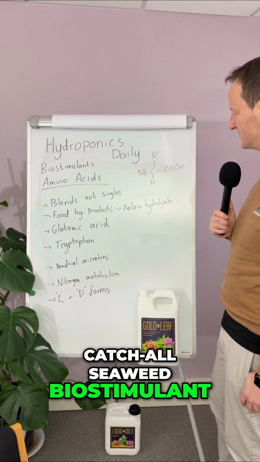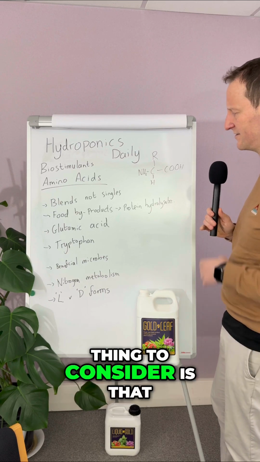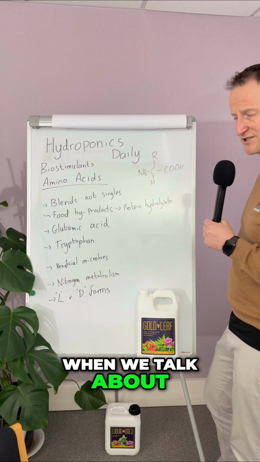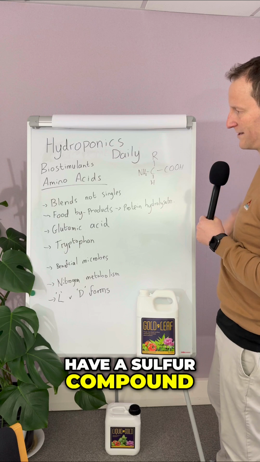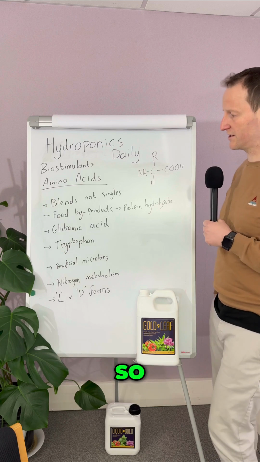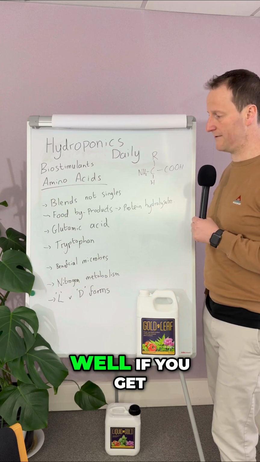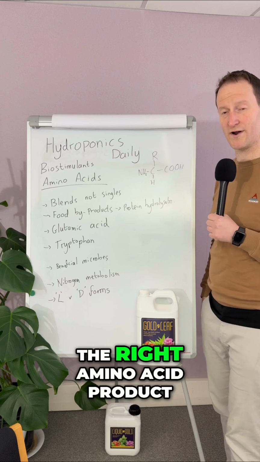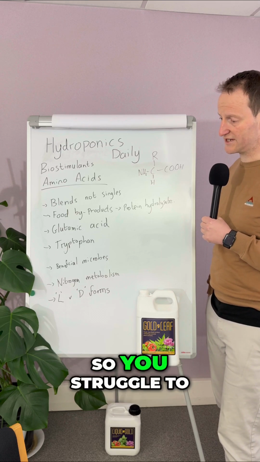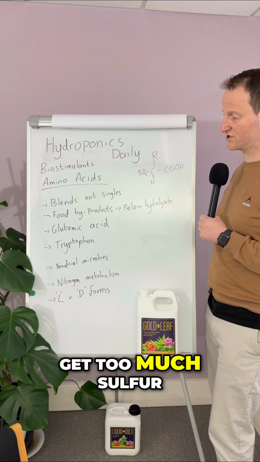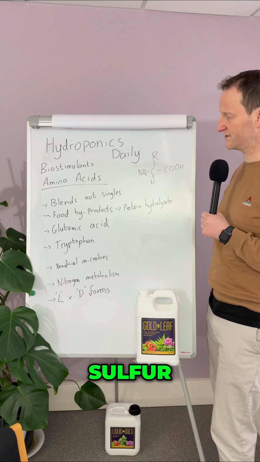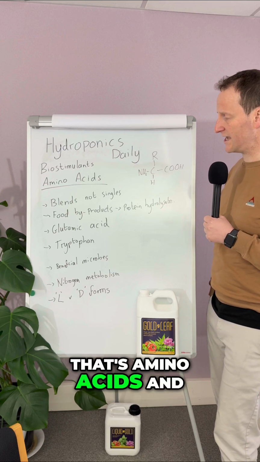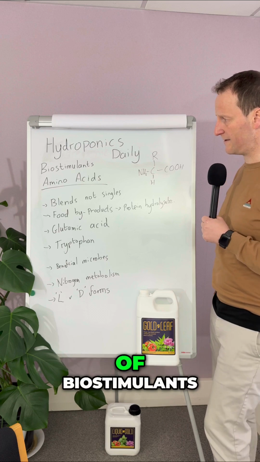And then the other thing to consider is that when we talk about sulfur and sulfur nutrition, there are a number of amino acids that have a sulfur compound in the side chain, so it can be a good source of sulfur as well if you get the right blend and the right amino acid product. So with sulfur, you struggle to get too much sulfur in a plant, and it always produces good results. So yeah, that's amino acids, and a very popular source of biostimulants.